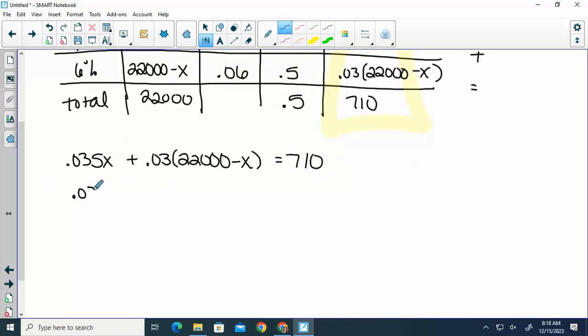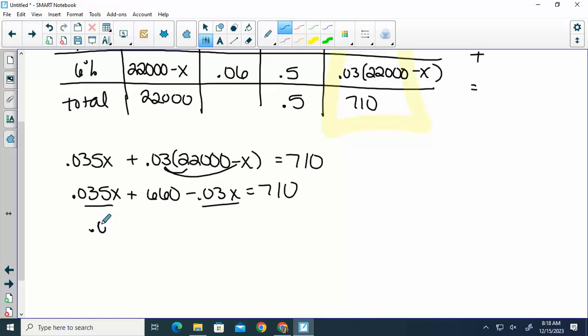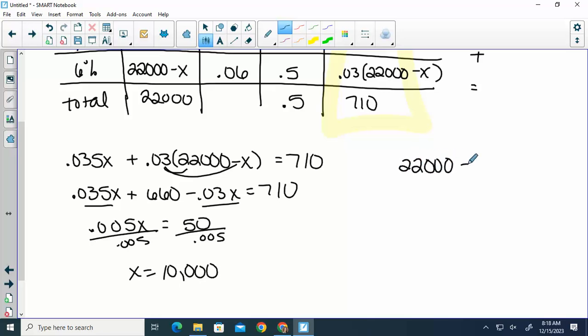So we have 0.035x plus, so 0.03 times 22,000 minus 0.03x equals 710. Combine those, we get 0.005x. Subtract over the 660. Divide. So we get 10,000. So then to find the other one, that was 22,000 minus x. So that's 12,000. And then what do we have to do to finish it?